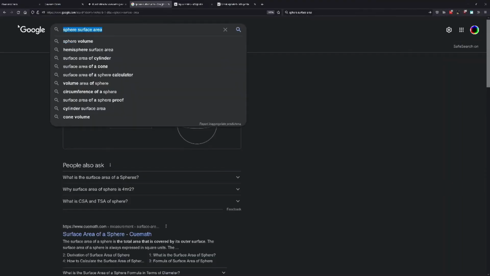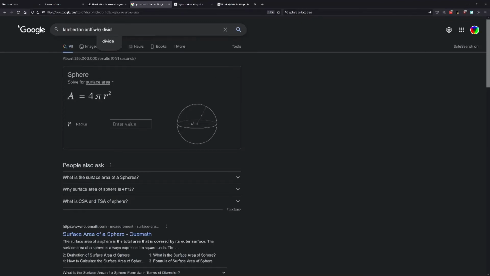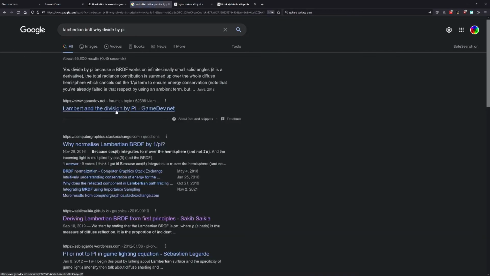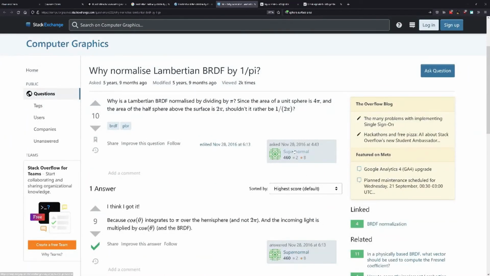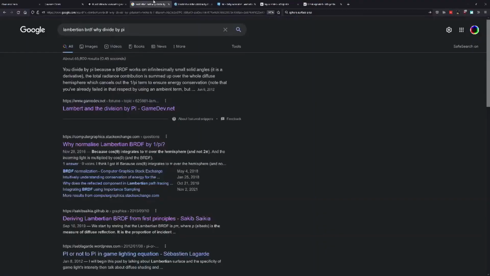You should try Googling for Lambertian BRDF why divided by pi. Hey, there's a game dev. But the Computer Graphics Stack Exchange seems like a good place to start. This person answers their own question: because cosine of theta integrates to pi over the hemisphere and not 2 pi. The incoming light is multiplied by cosine theta and the BRDF. That's very unsatisfying.